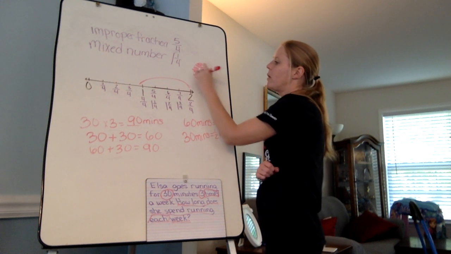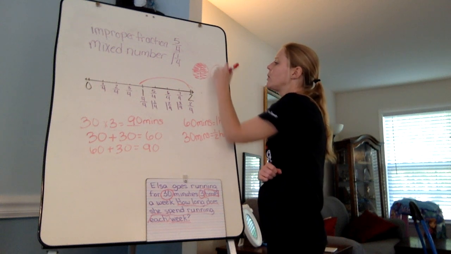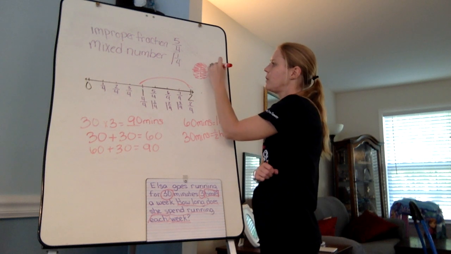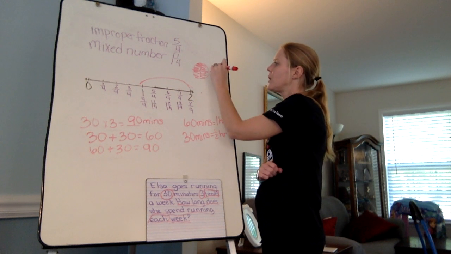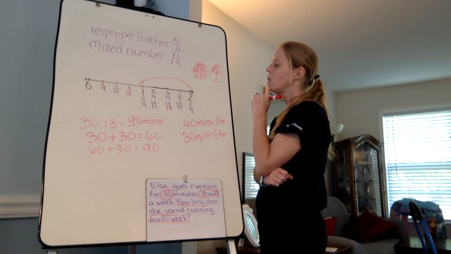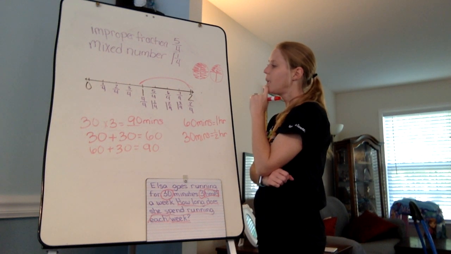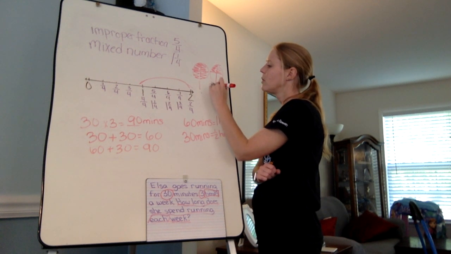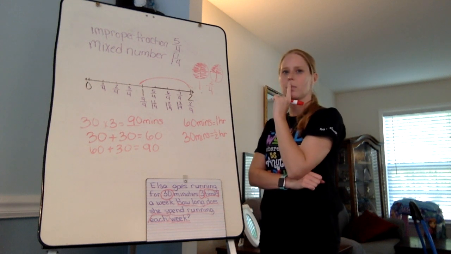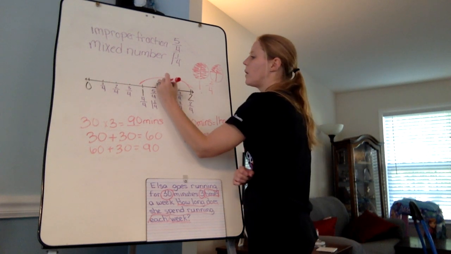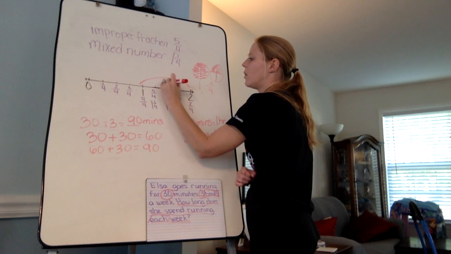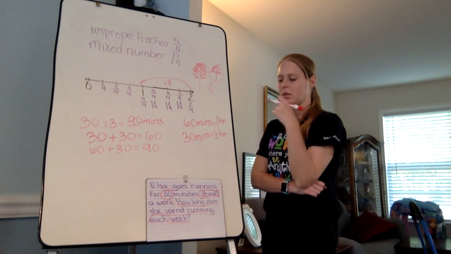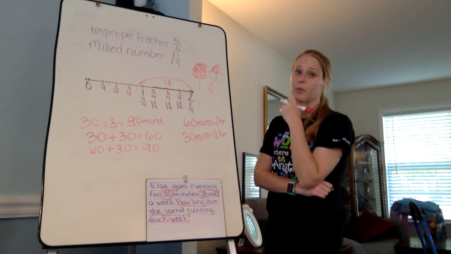So here's my 1 hour. I'm going to do another one, split it up. Here's 15 minutes. Here's 30 minutes. So I think it's going to be 1 and 2/4. So I'm going to label that right here. 1 and 2/4. That's your answer to this one in a fraction form.